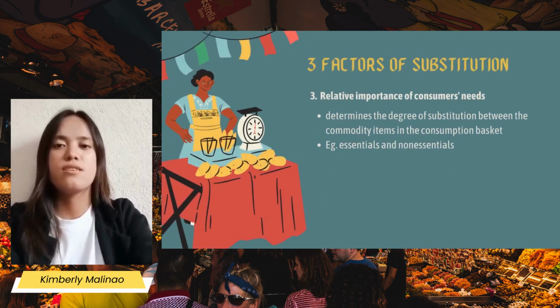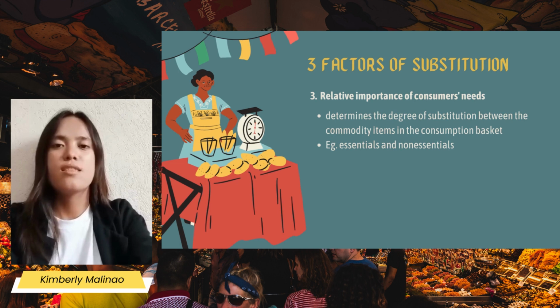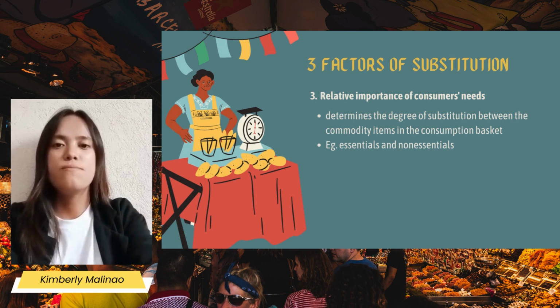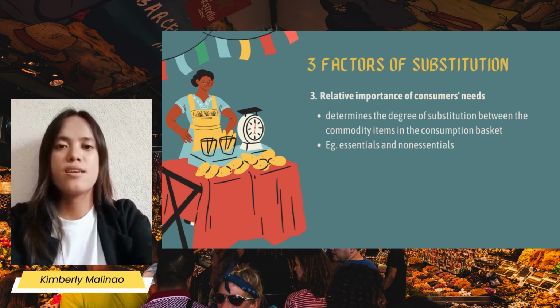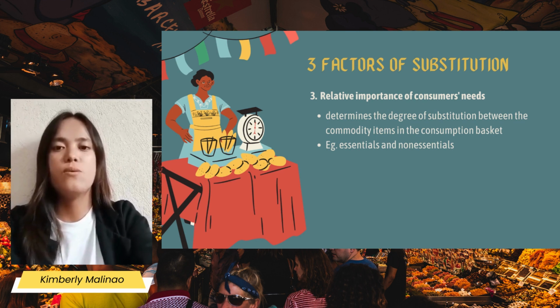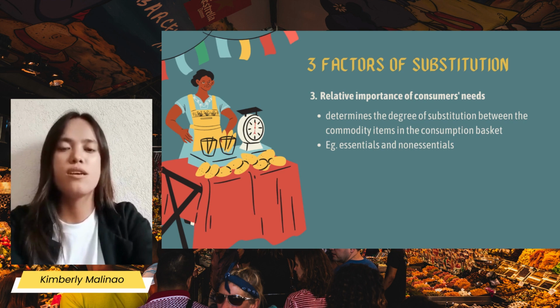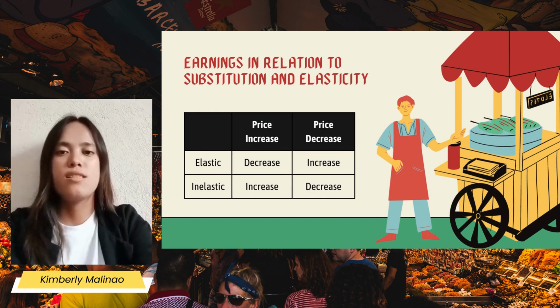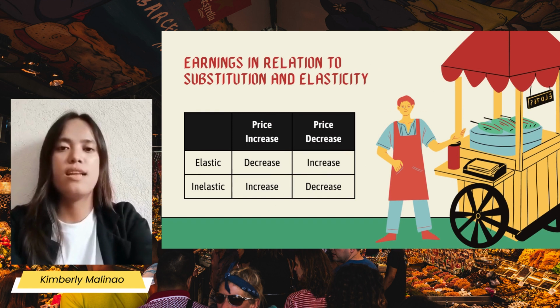The third factor is relative importance of consumers' needs. It determines the degree of substitution between the commodity items in the consumption basket. Ang example naman ito ay yung essential and non-essential. So, depende sa hierarchy needs ng consumer whether he or she identify the goods as essential or non-essential. Dito sa next figure, showing the earning and relation to substitution and inelastic.